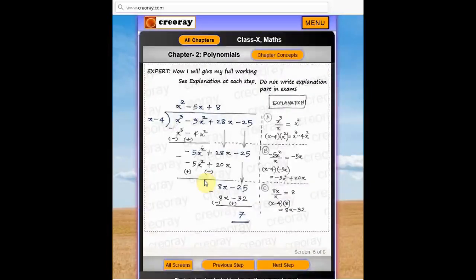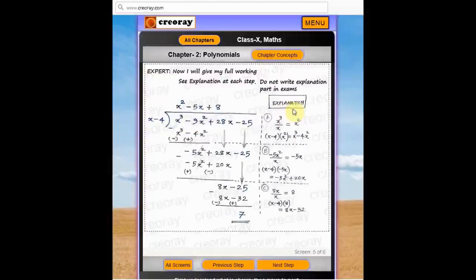Okay, so in exam, if you are given a question of dividing two polynomials, how do you go about doing that? Let's revise that. So here we have x cubed minus 9x squared plus 28x minus 25. This may be some p of x, one polynomial here. And you are asked to divide this by another polynomial, let's say g of x, which is x minus 4. So write it in this form. And then how do you go about dividing this?